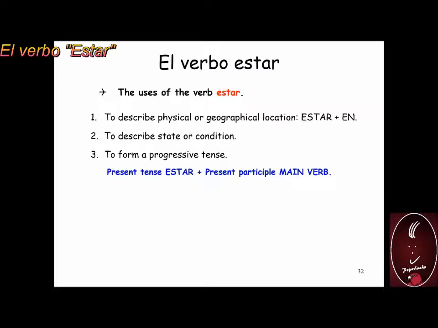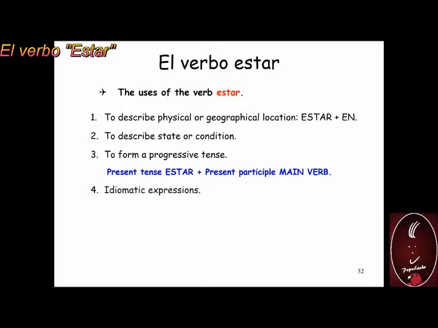In Spanish, present progressive is yo estoy hablando, tú estás comiendo, él está escribiendo. So this progressive tense will be considered in another tutorial.